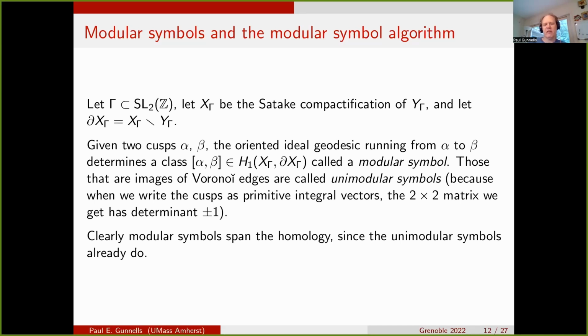Okay, you get a class that way. Well, that kind of class is called a modular symbol. And modular because modular curve, and symbol because we use symbols in mathematics to denote things, I guess. But that's what it is. And there are some special ones inside there, which come from the edges of the tessellation, okay?